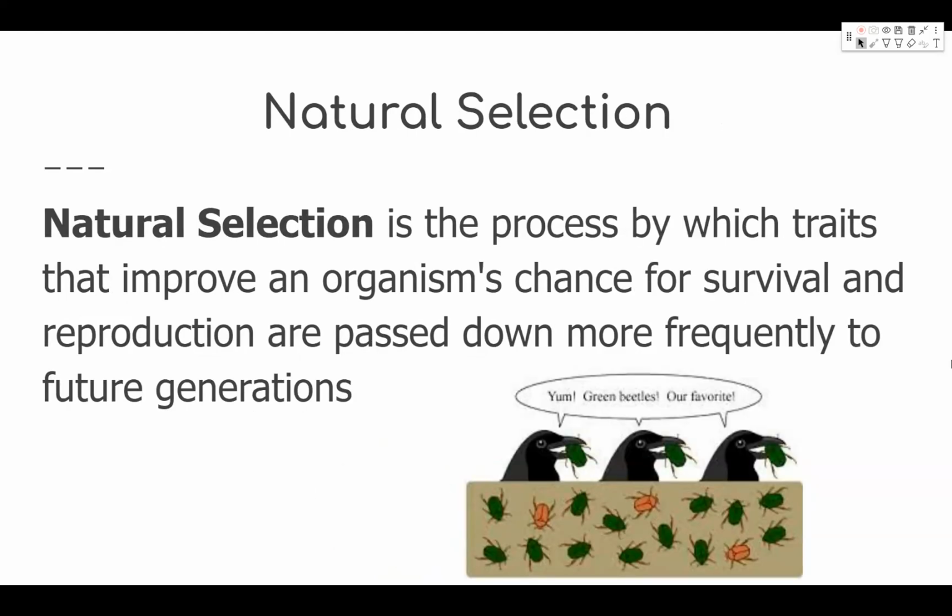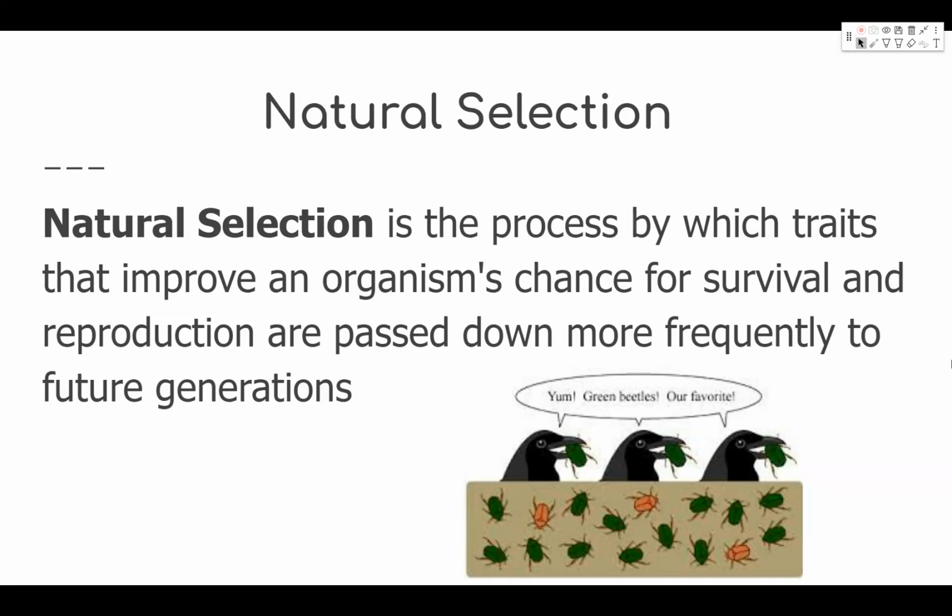And finally, we have natural selection. Natural selection is the process by which traits that improve an organism's chance for survival and reproduction are passed down more frequently to the next generation. So, my example down here, we've got a bunch of bugs, green bugs and brown bugs, because that's our big example for today. Now, the birds that eat these bugs prefer the green ones. So if there's a smorgasbord of bugs just laying around, these birds have their pick. They're going to pick all the green ones.